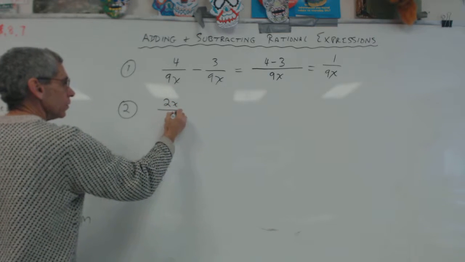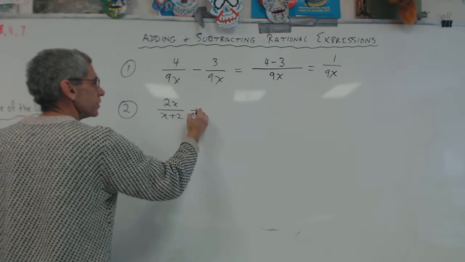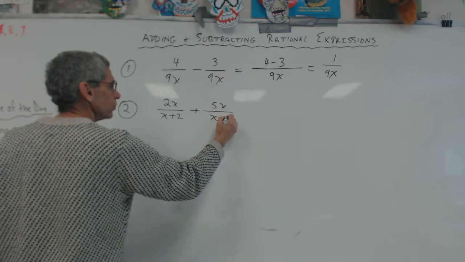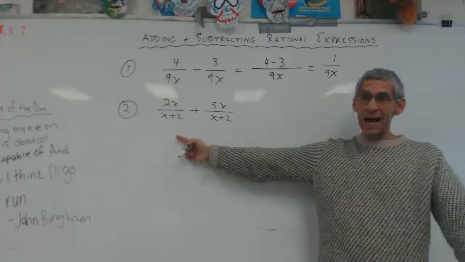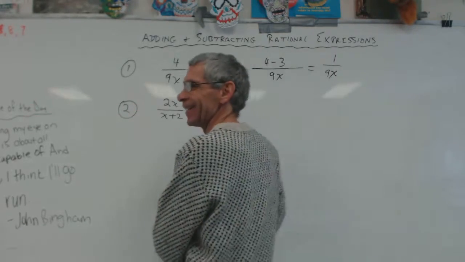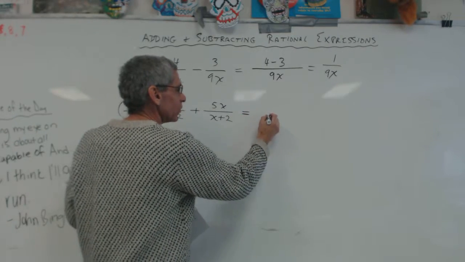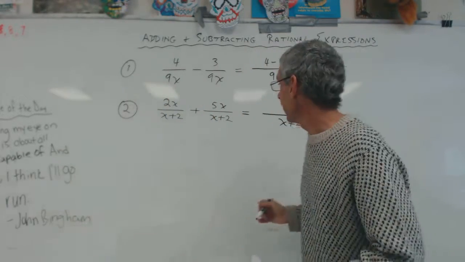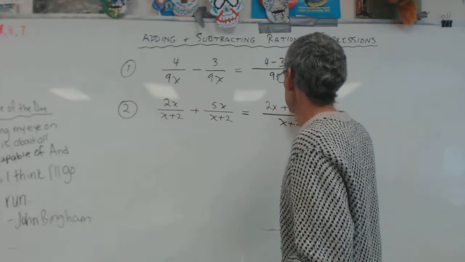Okay, so let's say I gave you something like this: 2x over x plus 2 plus 5x over x plus 2. Oh my God, this looks like a nightmare. The denominators are the same. Oh my God, the denominators are the same! All right. So look, we could write equals, and we can put the x plus 2 in the denominator, and then we have to do our numerators, 2x plus 5x.